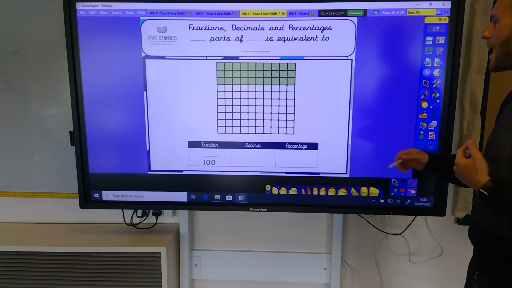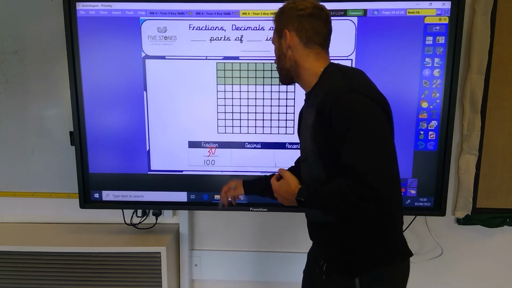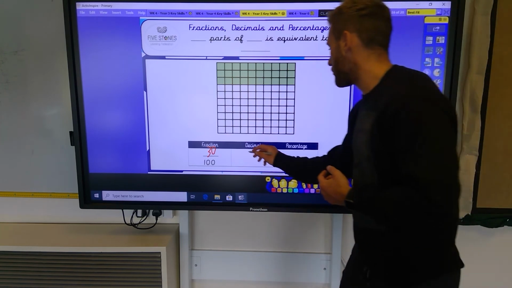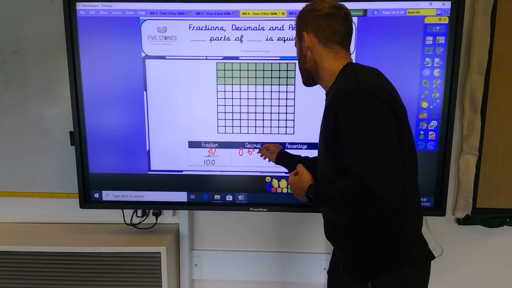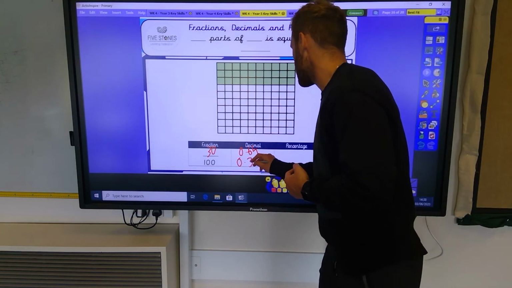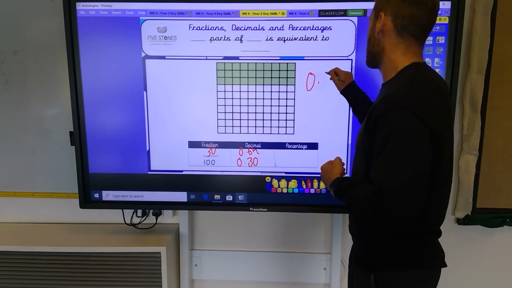Right, we're back in. So how many squares can we see coloured in out of the 100? Yes, so we've got 30 hundredths. Then our decimal, how do we write our decimal? Remember our ones, tenths, hundredths. We've got 0 whole ones, but we've got 30 hundredths, which is the same as 3 tenths. So it can be just 0.3.